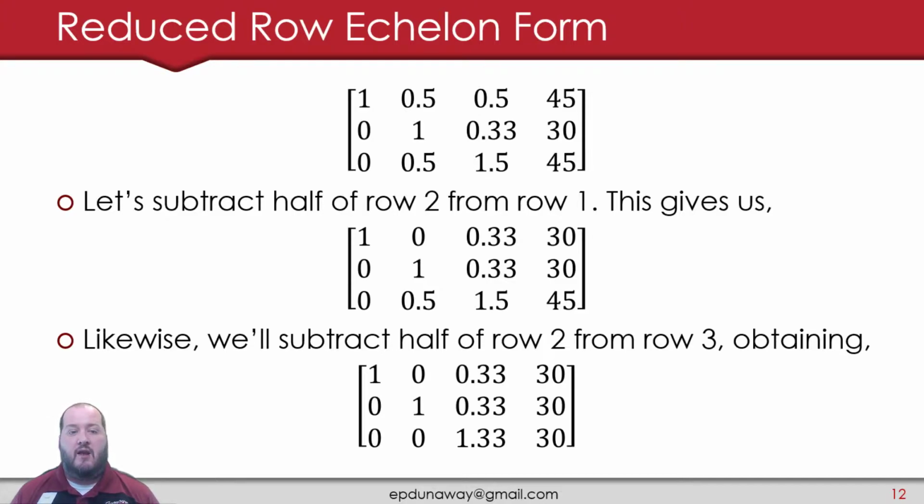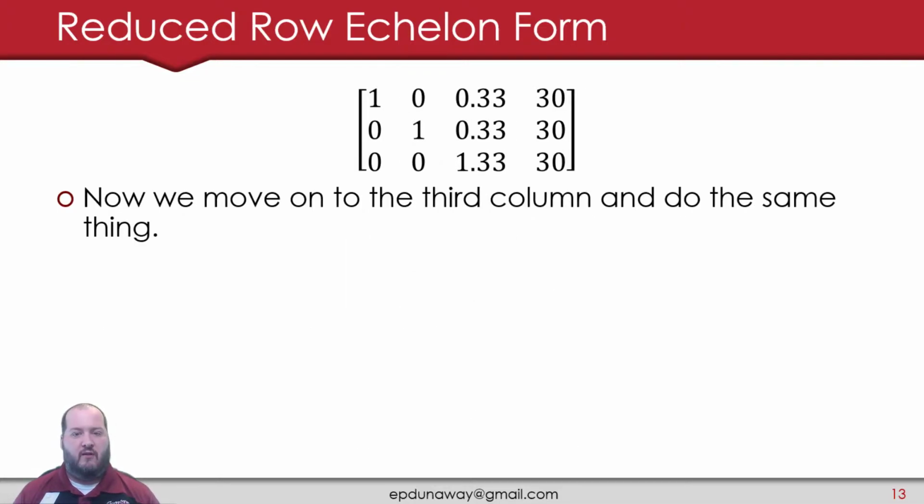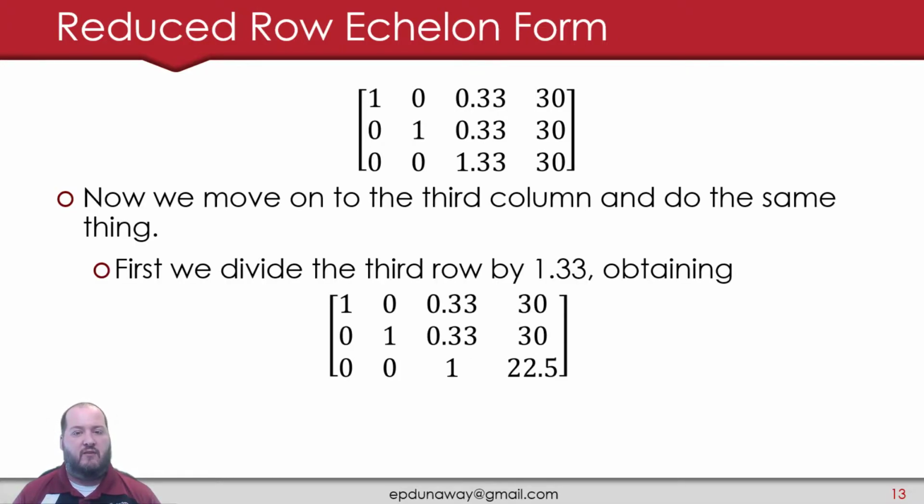And again, now I can do any kind of manipulations on that second column, and it won't change the value of the zeros or the ones that I've already put in there. They are set, they're good to go, and I don't need to worry about them anymore. All that's left to do now is our third column, and we just do the same thing as before. So I need the element on the diagonal to be equal to 1, which requires me to divide the third row by 1.33. So now I get 0, 0, 1, 22.5 on row 3.